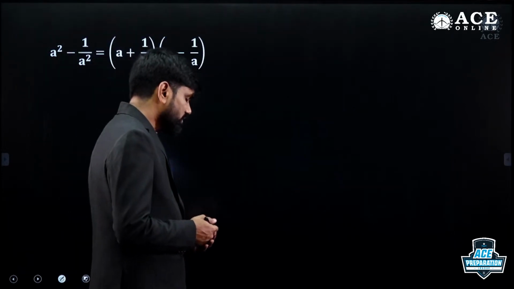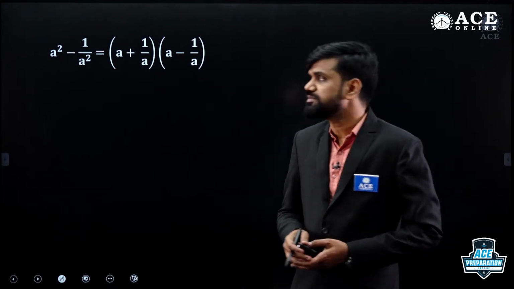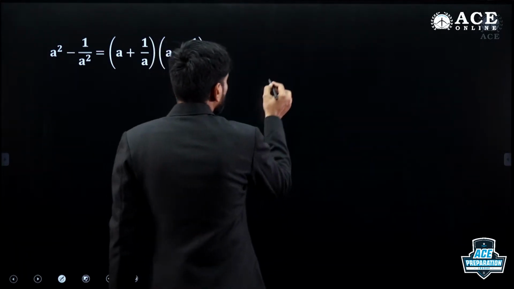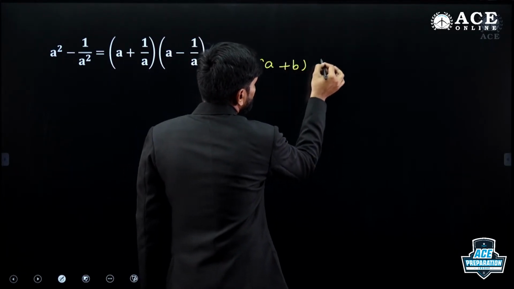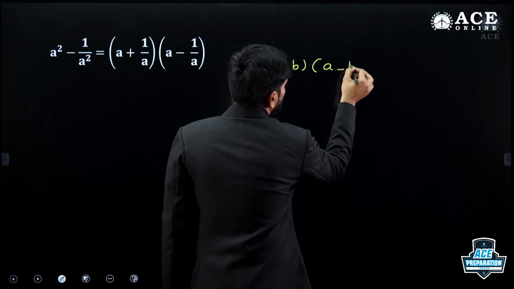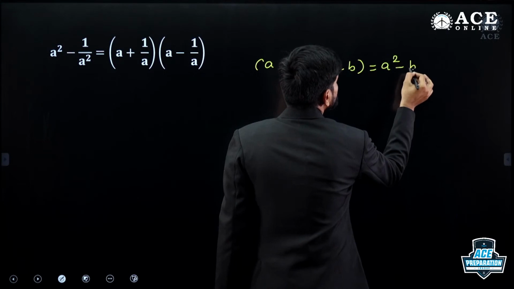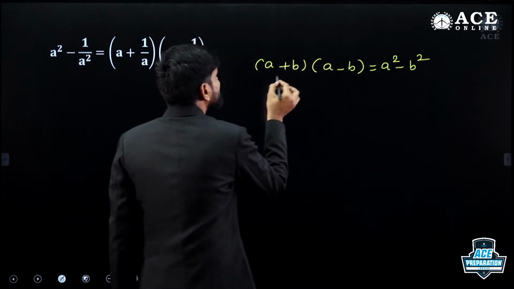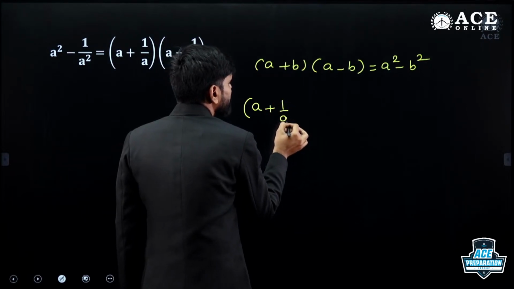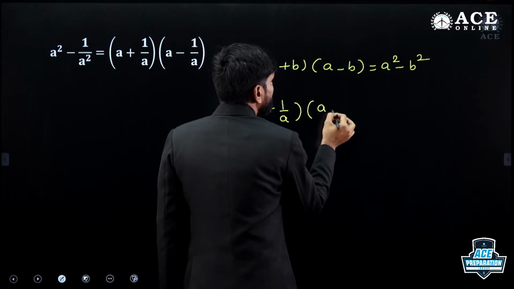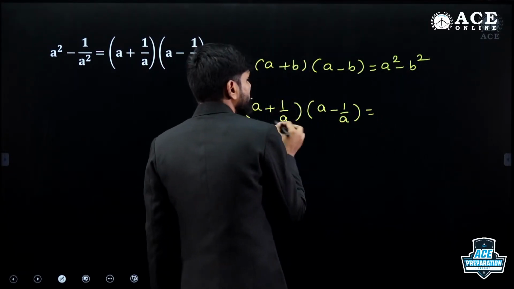Next. We know the general formula a square minus b square equals a plus b into a minus b. In the same manner, a plus b into a minus b is equal to a square minus b square. In place of b I have 1 by a, so this is a plus 1 by a into a minus 1 by a. This will give you how much, dear? a square minus b square.